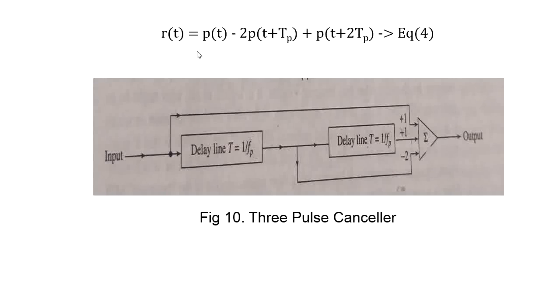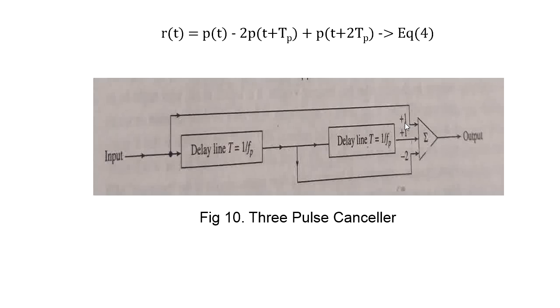Here, by using this expression, I have to draw the block diagram for the 3 pulse canceller. The 3 pulse canceller is nothing but it has 3 pulses with weights 1, -2 and 1. This is what we call a 3 pulse canceller. By using this expression we need to draw the diagram here. So P of t is the input of the first delay line canceller. We give the first input signal directly to the summation, where the magnitude of P of t is 1.